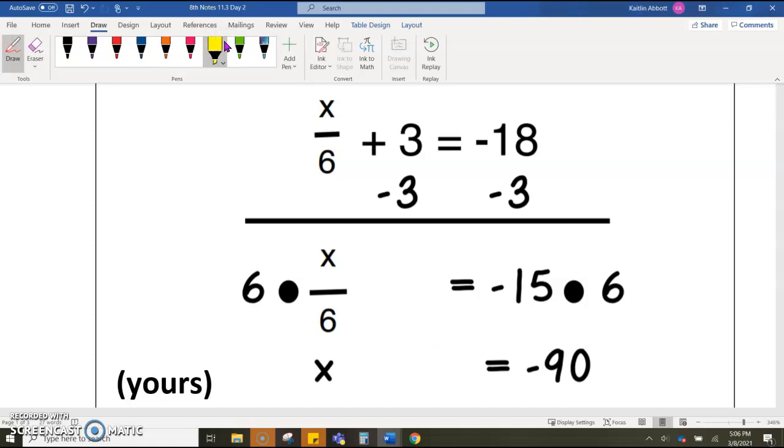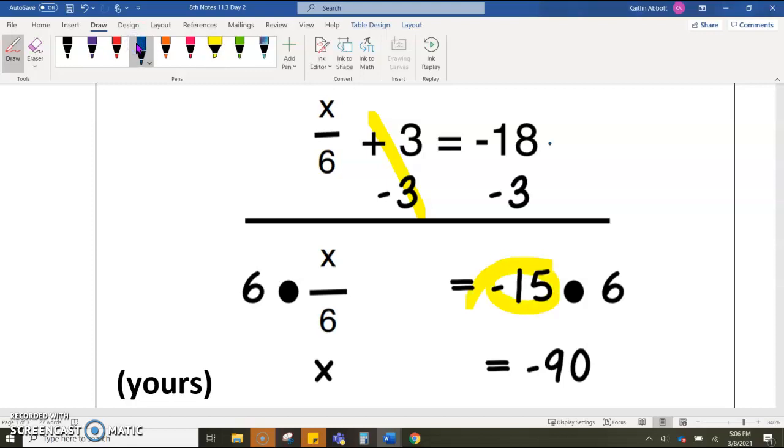So we have x over 6 plus 3 equals negative 18. They subtracted 3 from both sides, which is great. So negative 3, positive 3, negative 3, those should have canceled out. Then they brought down the x over 6 equals negative 15. Let's work that out. I think there's something a little fishy here.